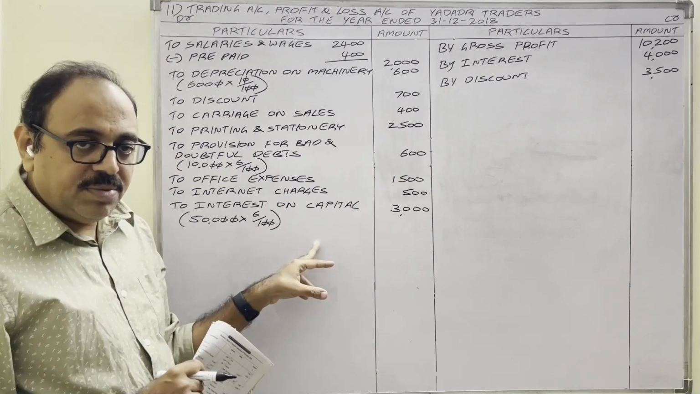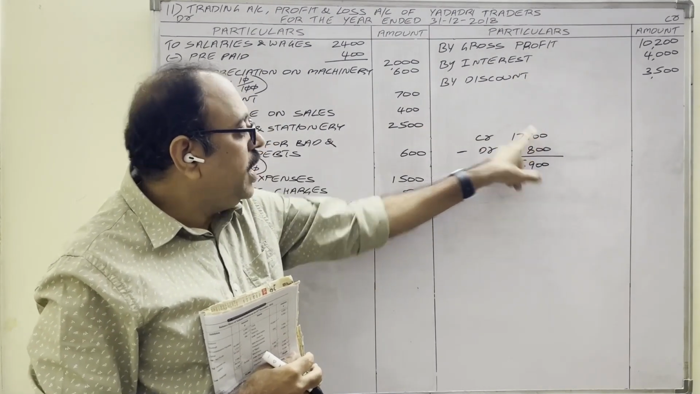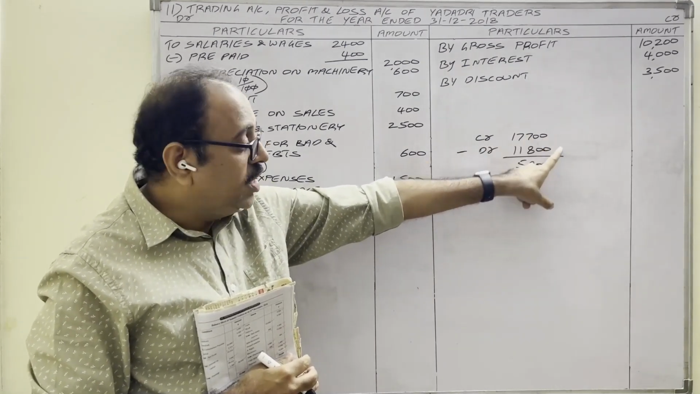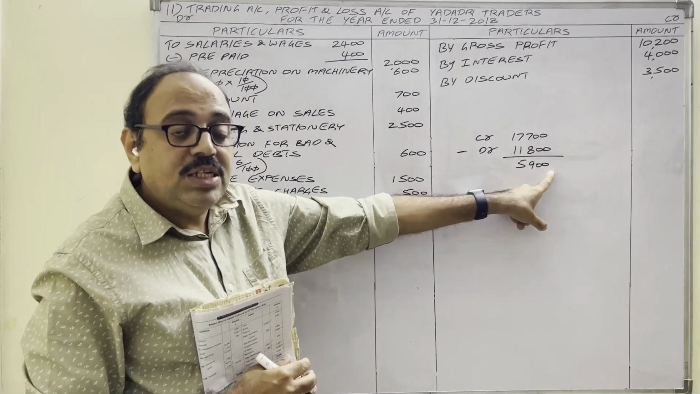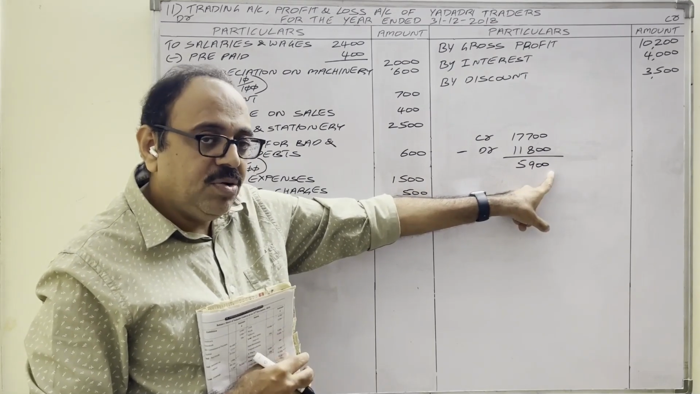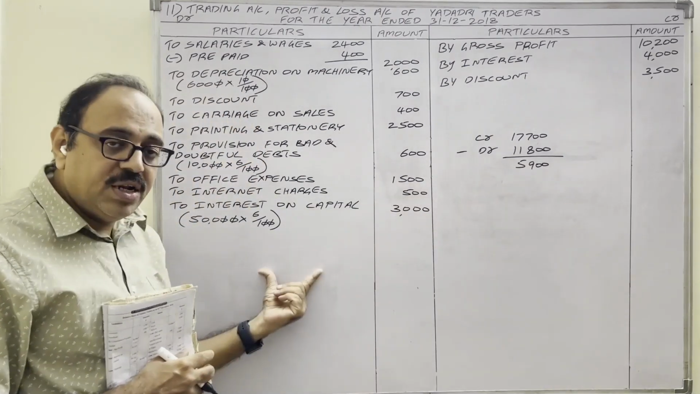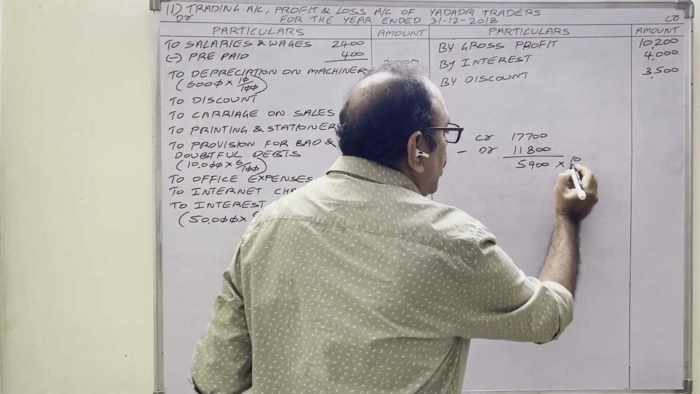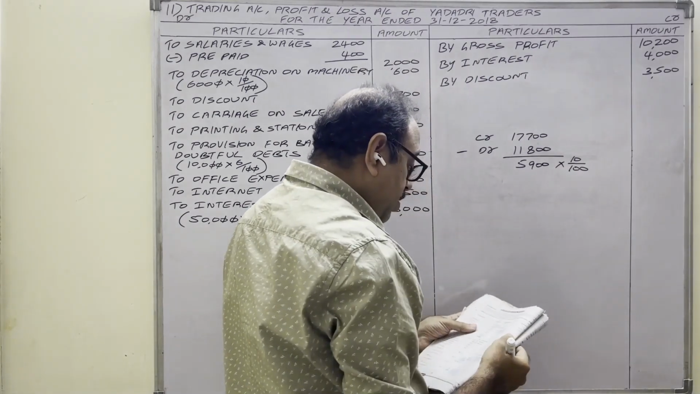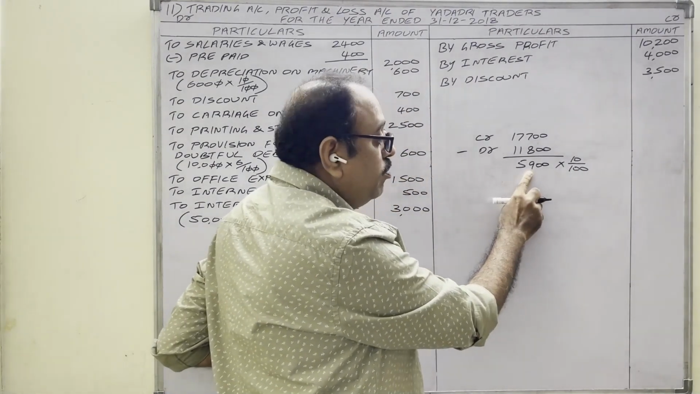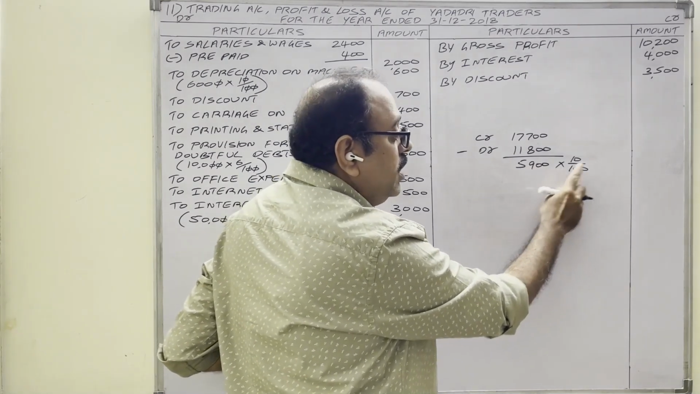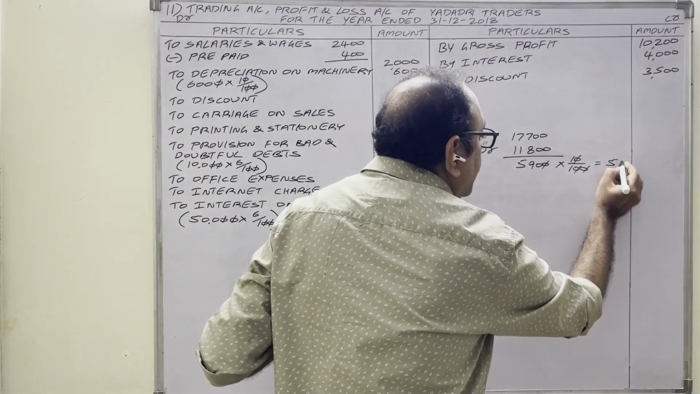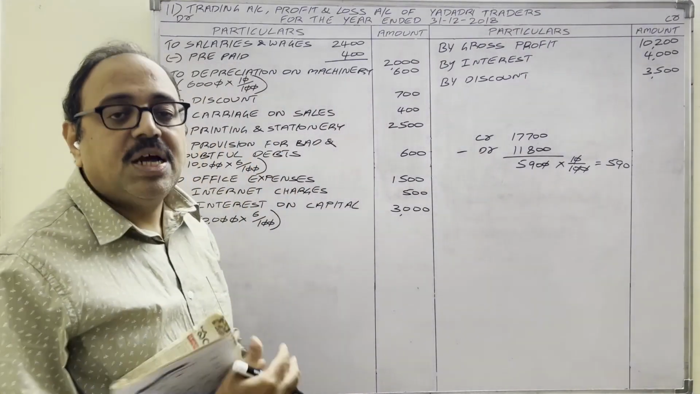Credit total minus debit total. Credit amounts total 17,700. Debit amounts total 11,800. Income is more than the expenditure. Therefore, this is profit. So this profit is before charging MD's commission now, because MD's commission is not yet written here. On this profit, 10% commission we have to pay to MD. That is given in the question now. So on this net profit before charging MD's commission, 5,900, 10 by 100 is equal to 590 rupees. This is MD's commission.